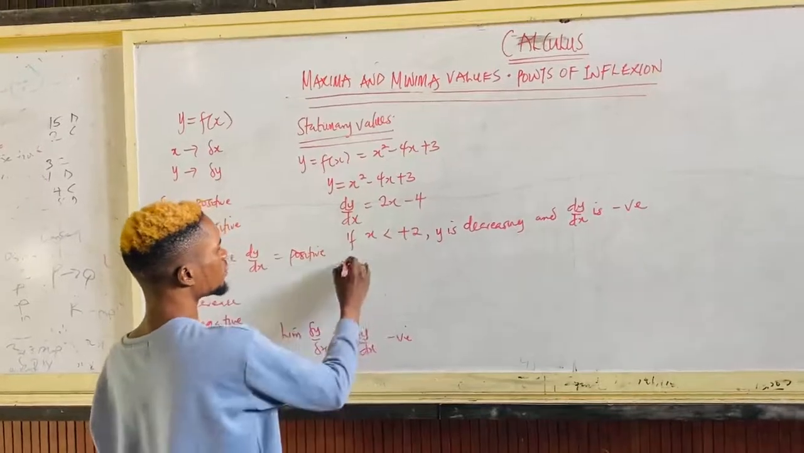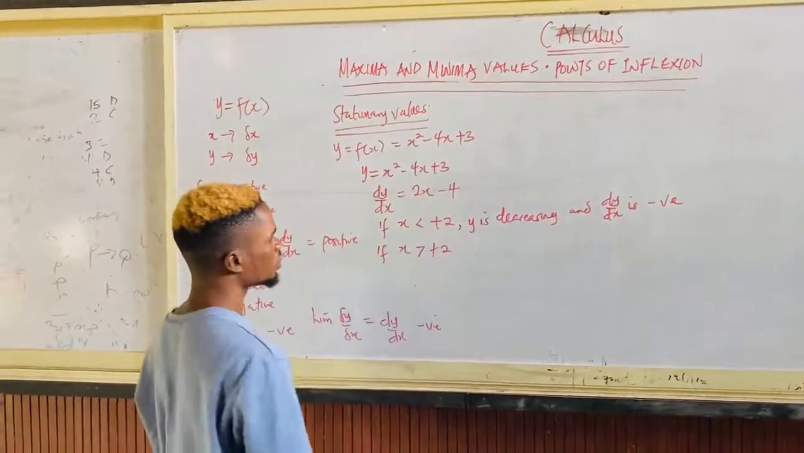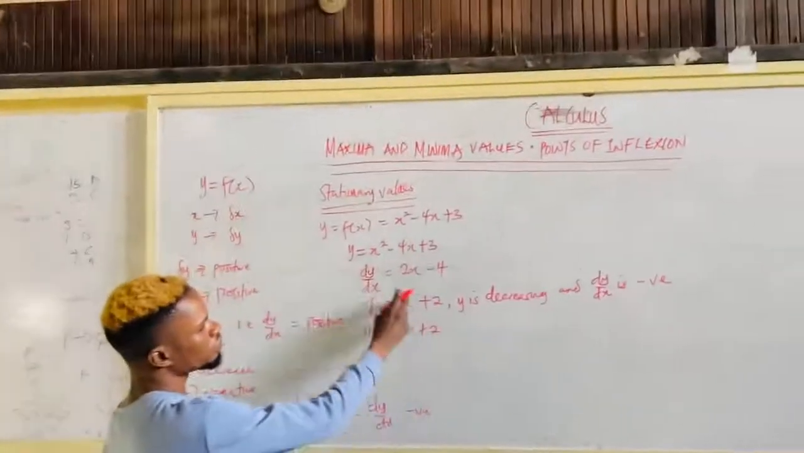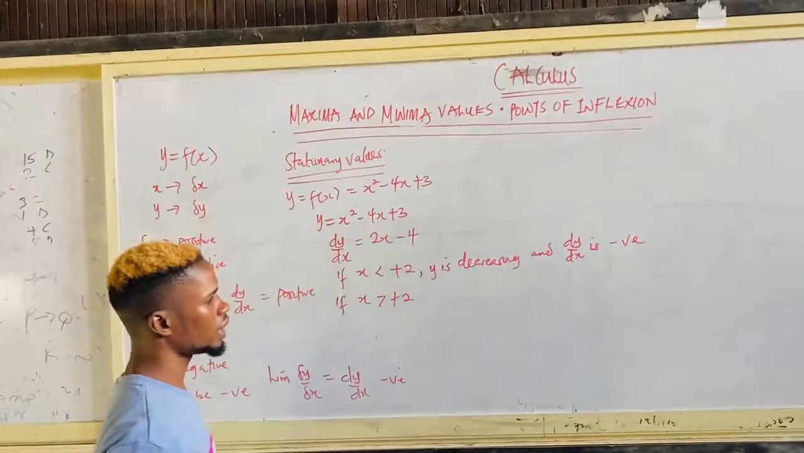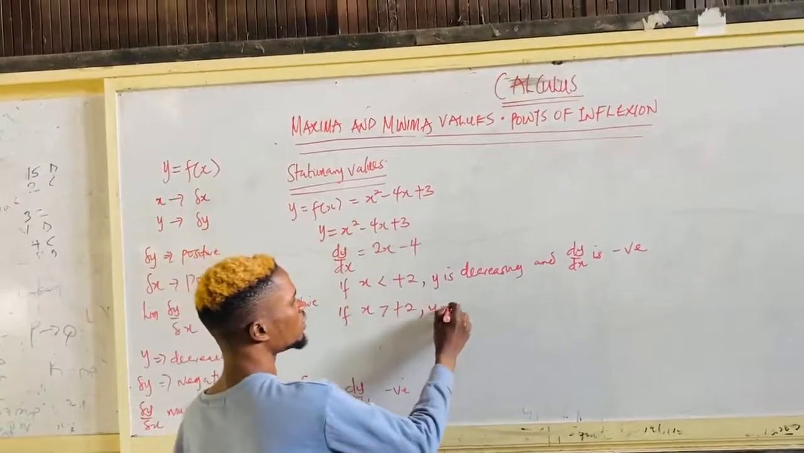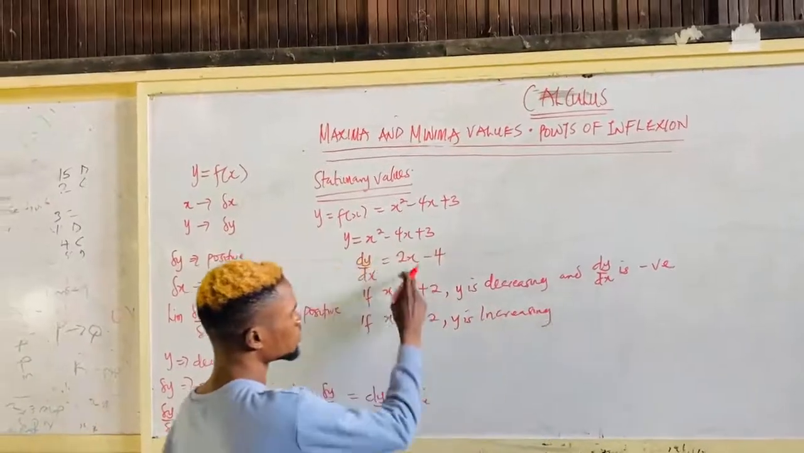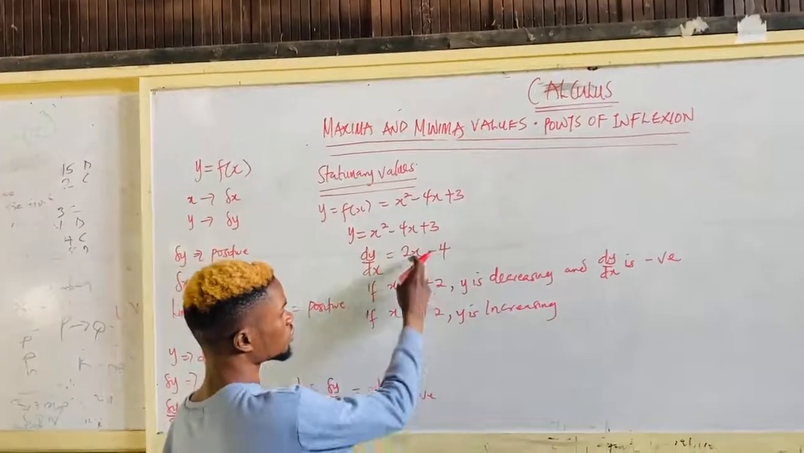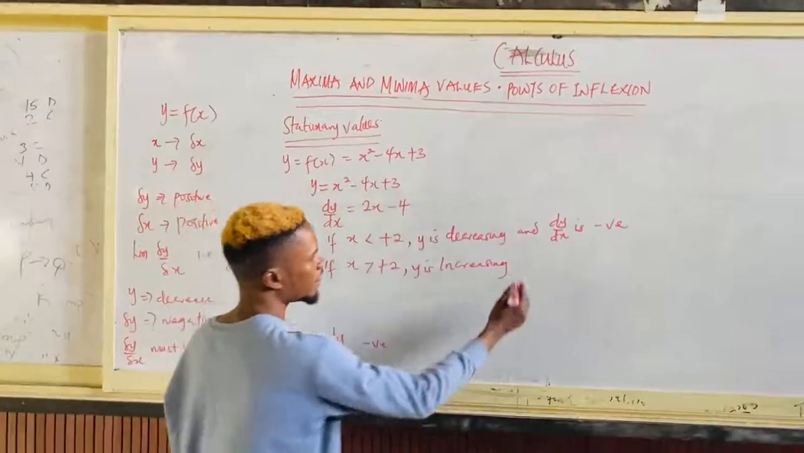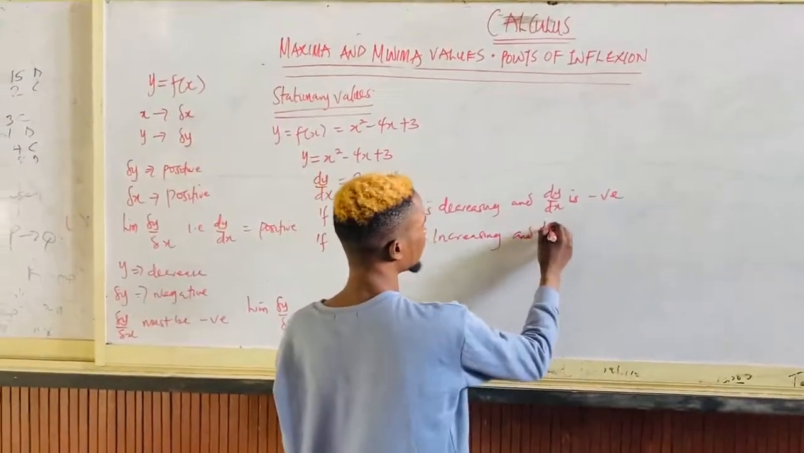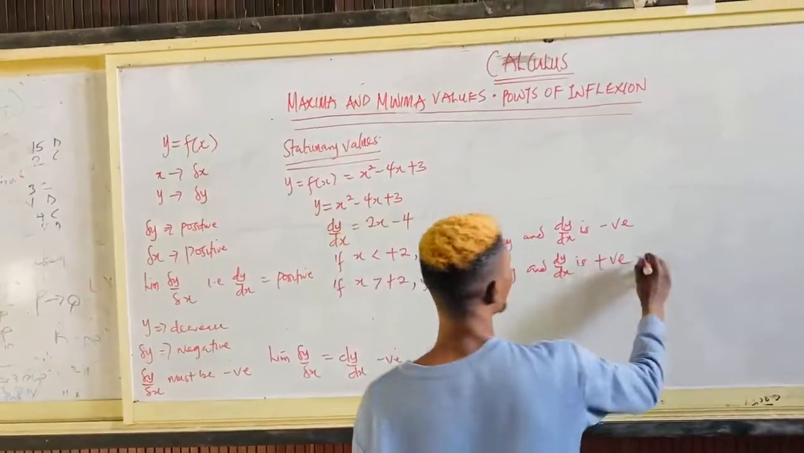Now if x is greater than 2, what will happen? Take a value of x greater than 2, let's say 3. 3 times 2 is 6, and 6 minus 4 is plus 2. So that means y is increasing. Positive, and dy dx is also positive.